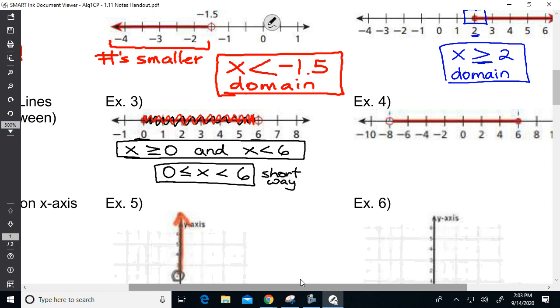Good question, Tyler, and I hope I answered your question about how to get the short way. Any other questions before we do example 4?